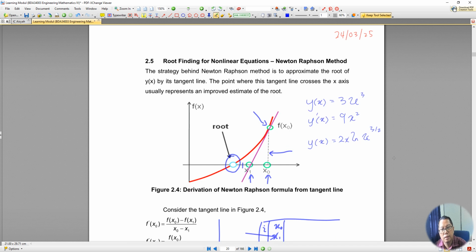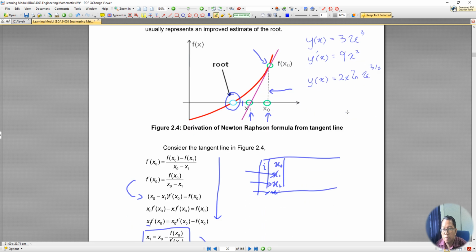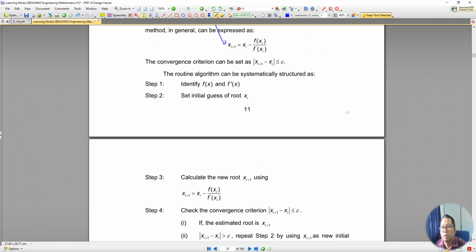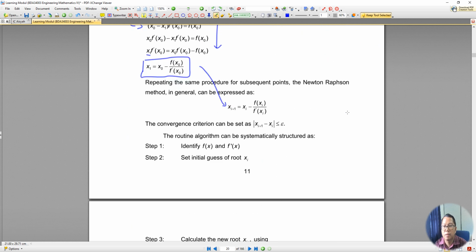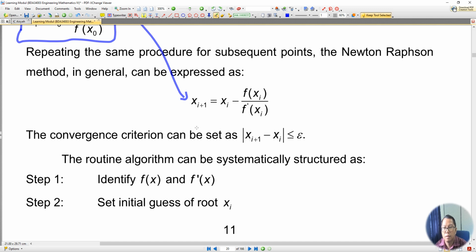Okay, just study the basic one, in order to differentiate the equation. The convergence criterion can be set as: the incoming x value, x_{i+1} minus x_i, equal or less than the convergence criterion, or the tolerance error.